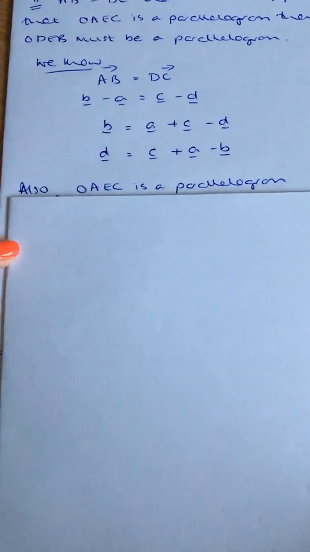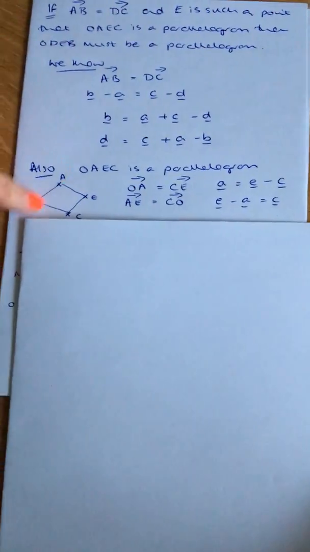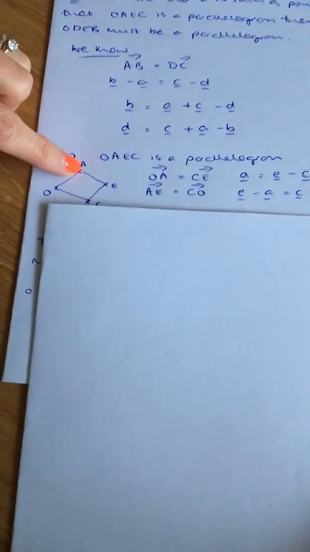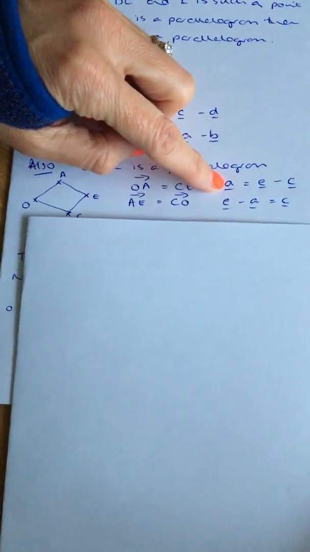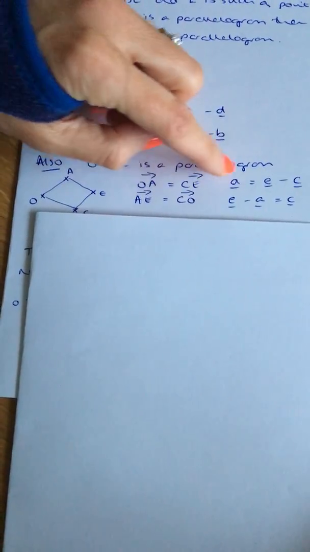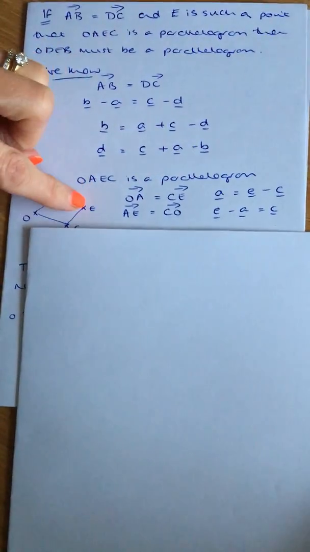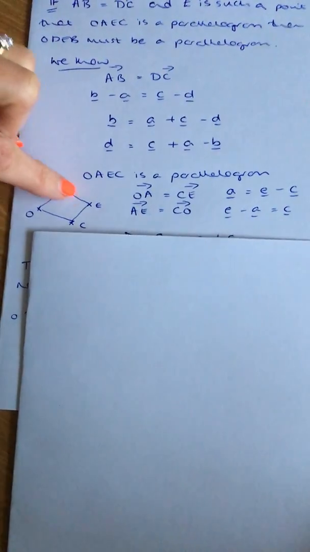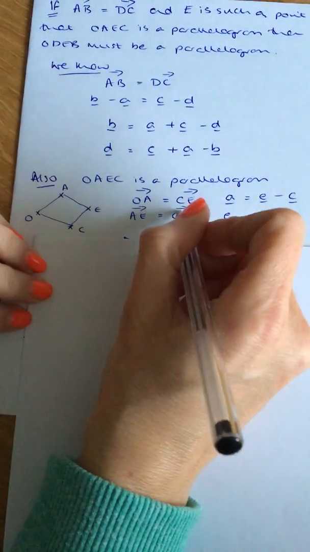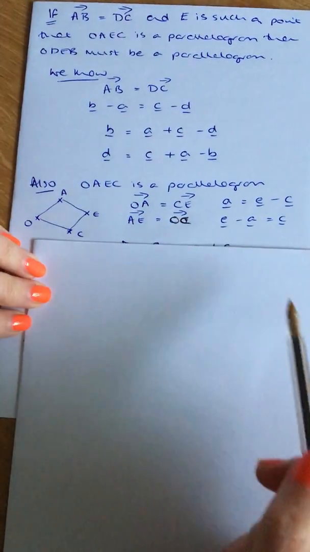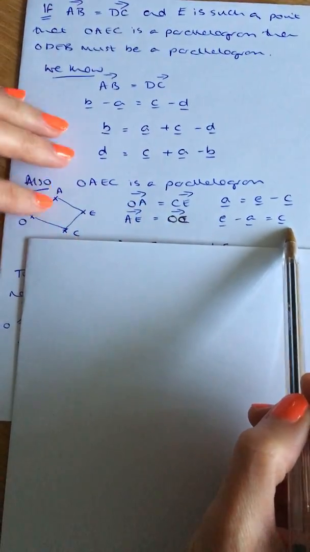We also have been told in the question that OAEC is a parallelogram. Okay, if it's a parallelogram, which will look like that, then the vector O to A has got to be equal to C to E. Now the vector O to A is just vector A, and the vector that takes you from C to E is E minus C, replicating the rules we've already learnt. If it's a parallelogram, these two sides here are parallel too, so the vector going from A to E has got to be equal to the vector from O to C. Now that should be O to C. The vector from A to E is E minus A, and the vector from O to C is just C on its own.